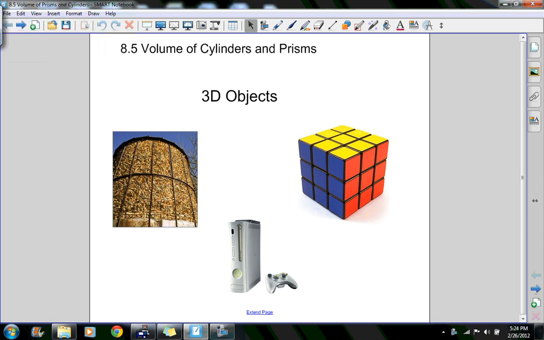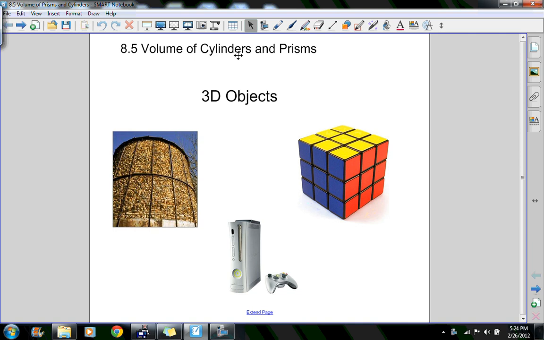Hello, 8th graders. We're going to go through something that we've done in 7th grade, but I would highly doubt you're able to remember all this stuff. But I'm hoping that the background we had last year will make this a little bit easier. Like I always said, remembering is easier than learning. So, we're going to be working on volume of cylinders and prisms.